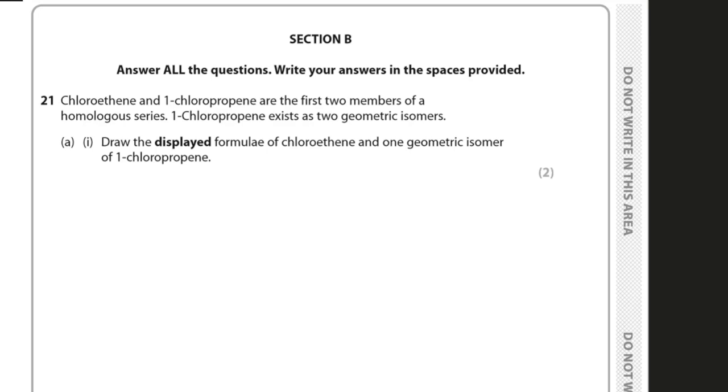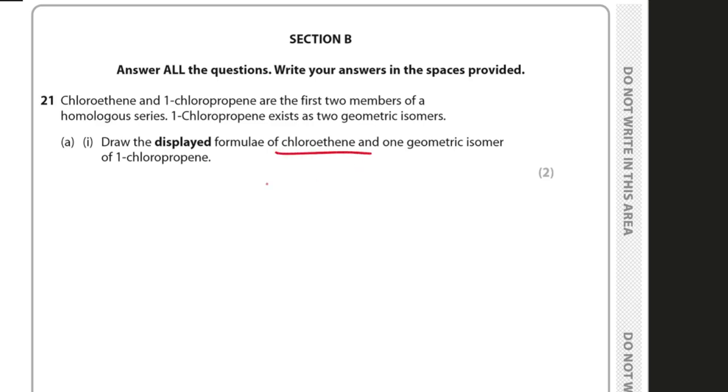Moving on, let's start our section B. Okay, the first question of section B says that chloroethene and 1-chloropropene are the first two members of a homologous series. Now, 1-chloropropene exists as two geometric isomers. Draw the displayed formulae of chloroethene and one geometric isomer of 1-chloropropene.